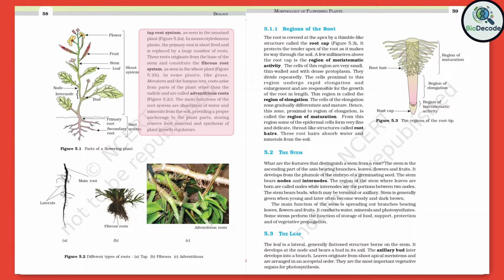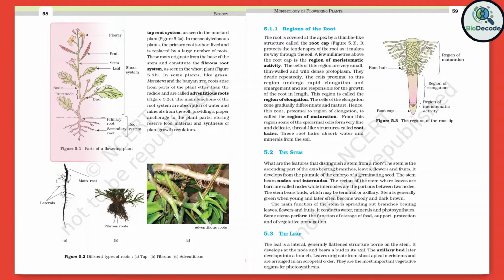plant, figure 5.2b. In some plants, like grass, monstera, and the banyan tree, roots arise from parts of the plant other than the radicle and are called adventitious roots, figure 5.2c. The main functions of the root system are absorption of water and minerals from the soil, providing proper anchorage to the plant parts, storing reserve food material, and synthesis of plant growth regulators.